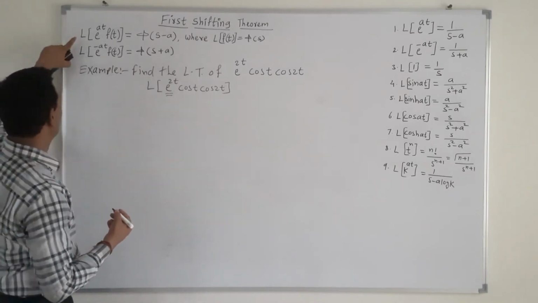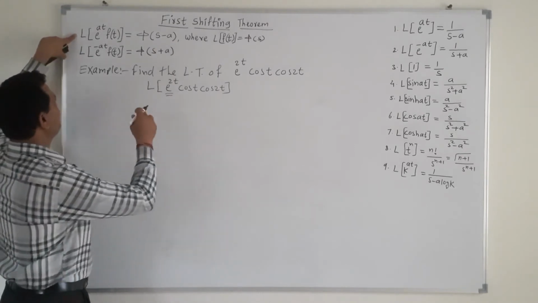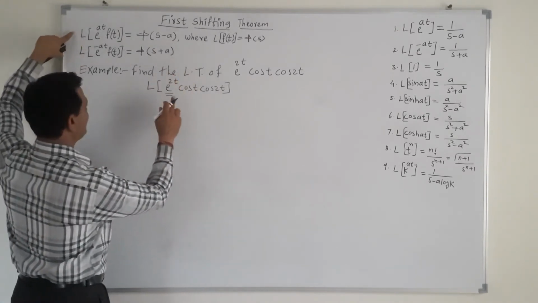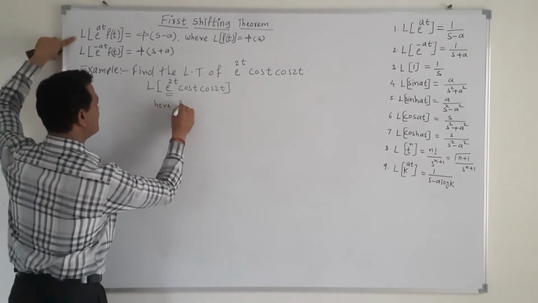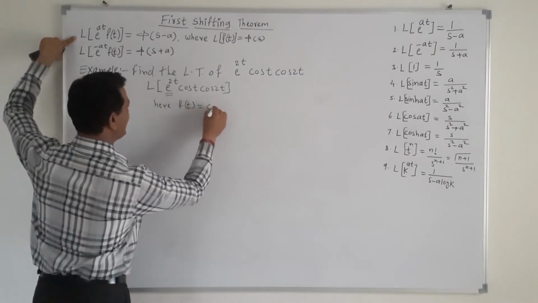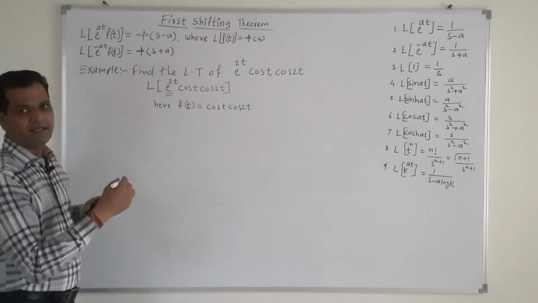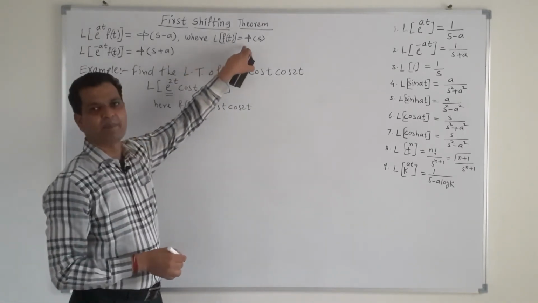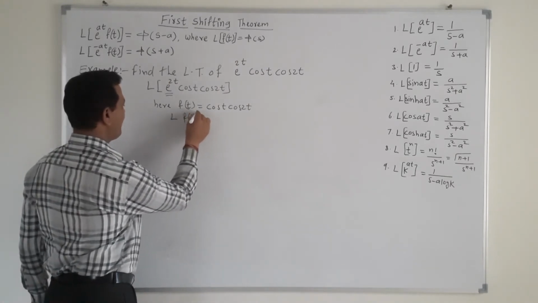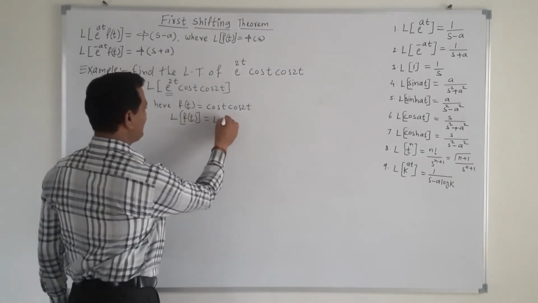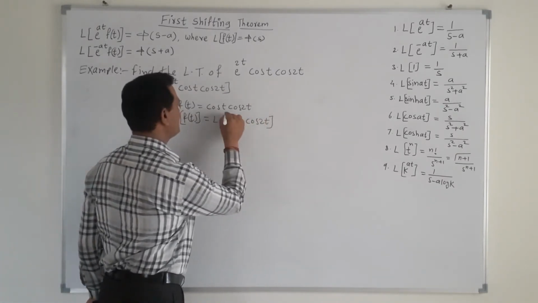According to the first shifting theorem, the power of e is positive, so we can apply this part. If we compare this example with this part, we get the value of function f of t as cos of t into cos of 2t. Then this theorem says that first find the Laplace transformation of f of t. Therefore, the Laplace transformation of f of t is equal to the Laplace transformation of cos of t into cos of 2t.